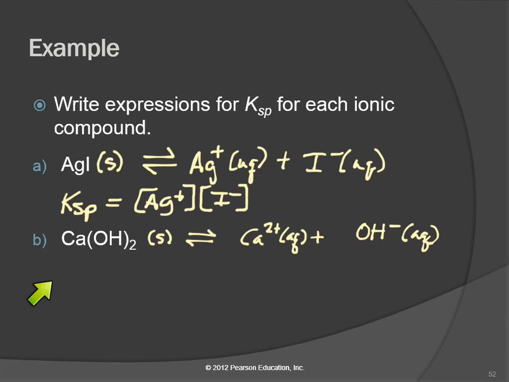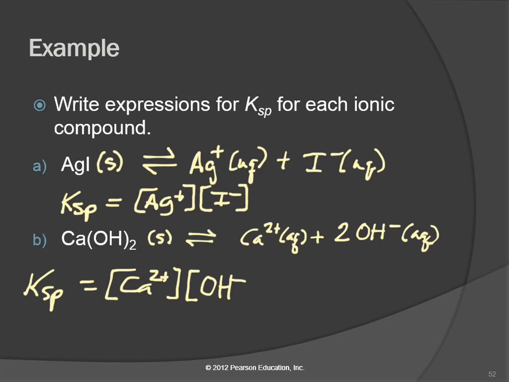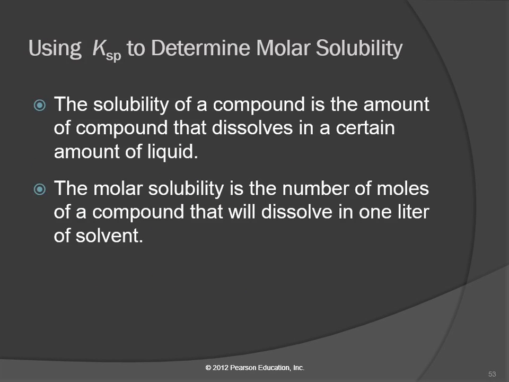But is this balanced? No. So down here we have a subscript 2. That means that we're going to have 2 hydroxide ions. And so then the equilibrium expression, Ksp, is going to be the calcium ion concentration times the hydroxide ion concentration squared. Okay? So this needs to be balanced in order to get the correct Ksp expression. Oh, that's a good place to stop.